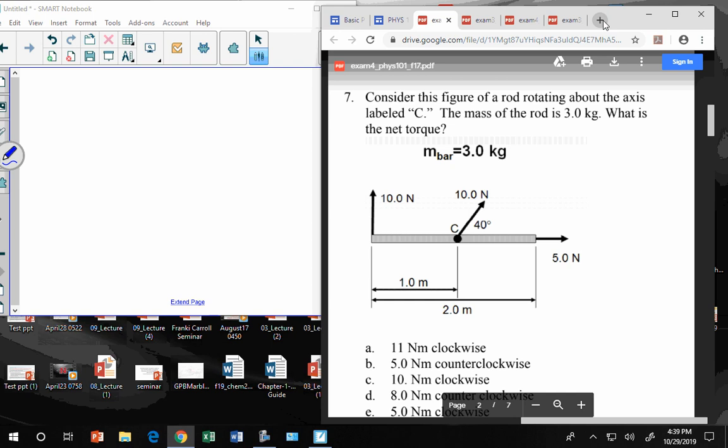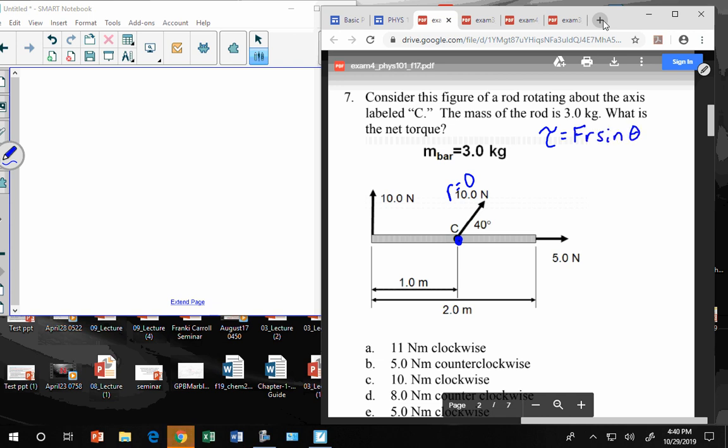Okay, so consider this figure of a rod rotating. I want to note where the axis of rotation is, first of all. That one. And then I want to go through and ask myself, which of these forces don't provide any torque? This one doesn't provide any torque because R is equal to 0. Remember, torque is equal to F R sine theta.